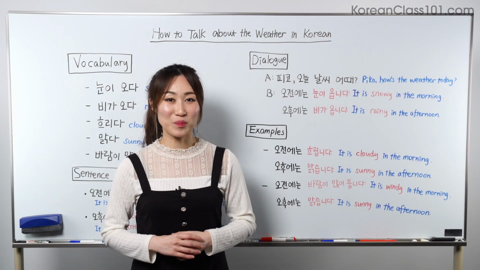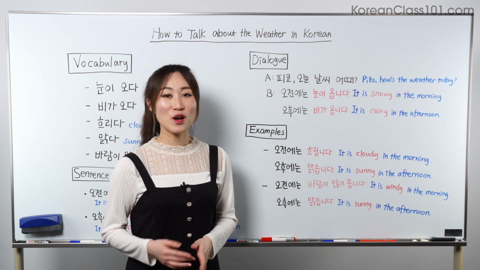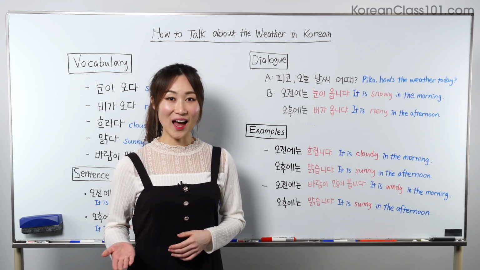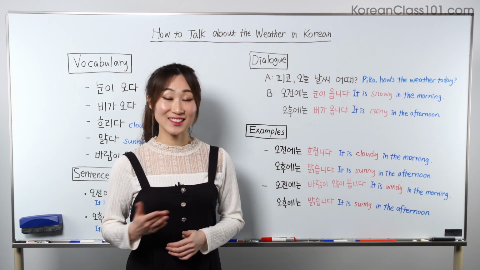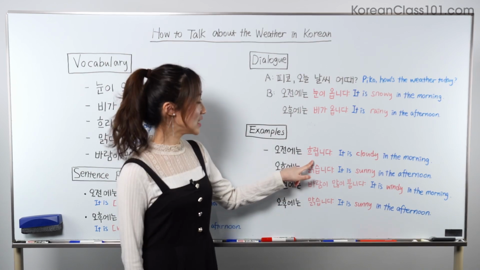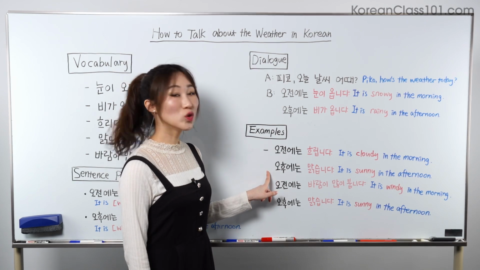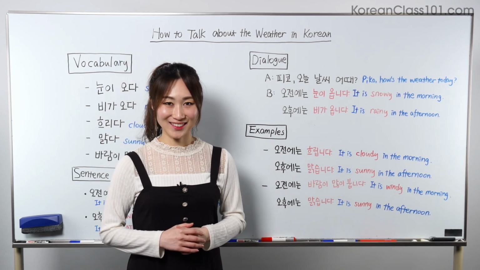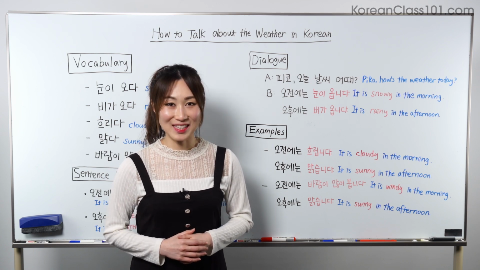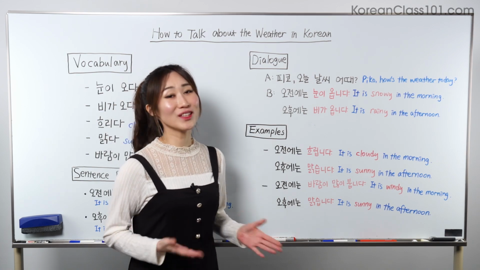Let's look at more examples. 오전에는 흐립니다. It means it's cloudy in the morning. 흐립니다 means cloudy. 오후에는 막습니다. It means it's sunny in the afternoon.